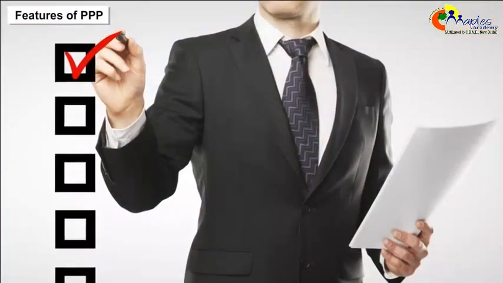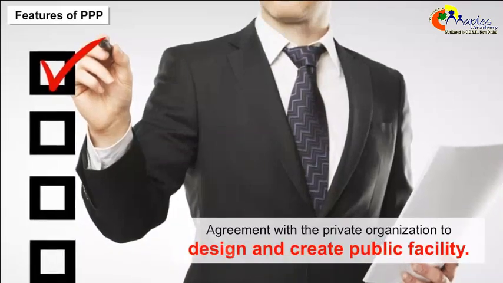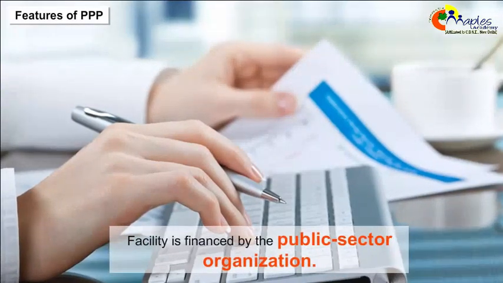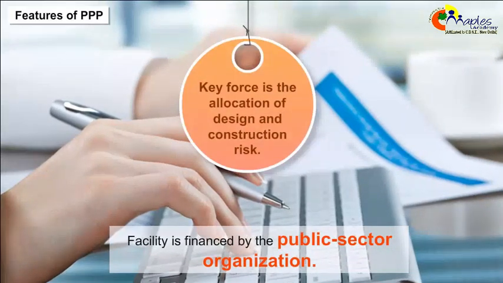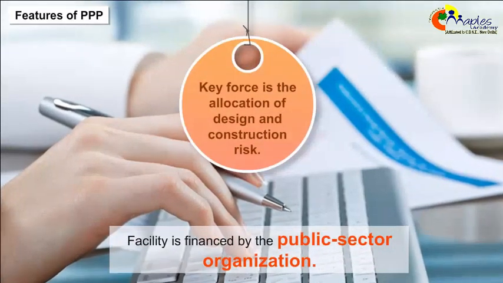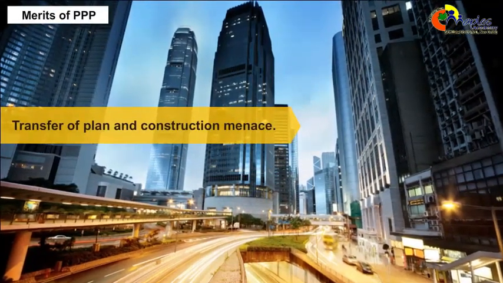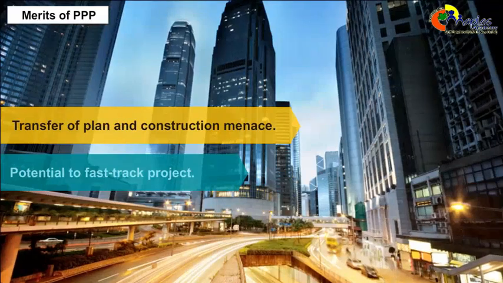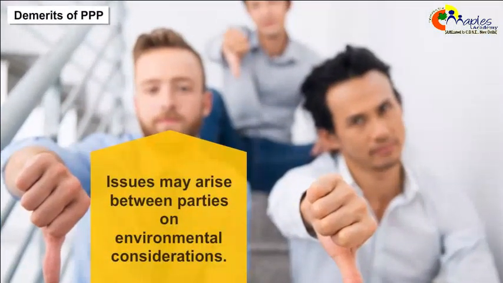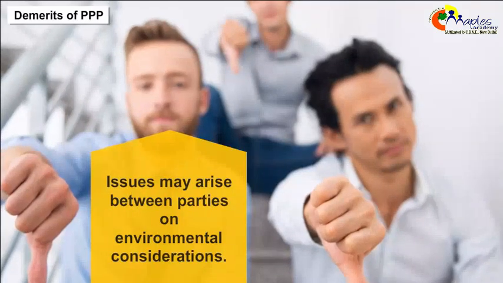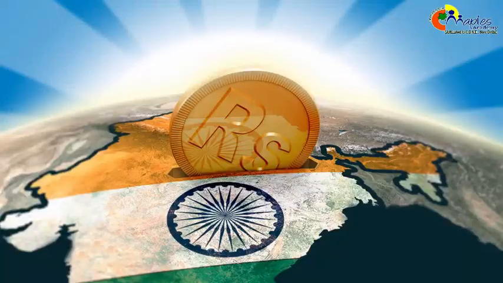Features of PPP. Agreement with a private organization to design and create a public facility. Facility is financed by the public sector organization. Key force is the allocation of design and construction risk. Merits of PPP. Transfer of plan and construction menace. Potential to fast track project. Demerits of PPP. Issues may arise between parties on environmental considerations. Does not fascinate private finance easily.